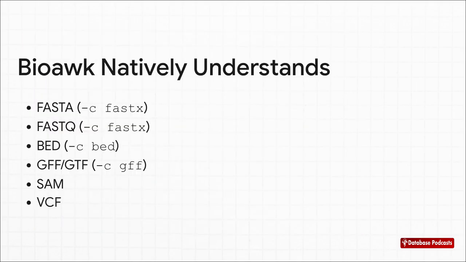And this is the real magic right here. Bioawk gets all these formats straight out of the box. That little -c flag is basically like telling a database, hey, here's the schema for the file I'm giving you. When you say -c fastx, Bioawk instantly knows how to read FASTA or FASTQ files and separate things like names, sequences, and quality scores. It's amazing. No more writing your own complicated parsers.